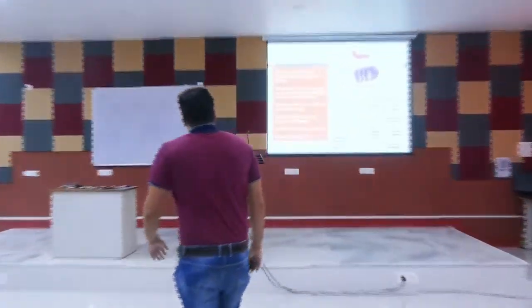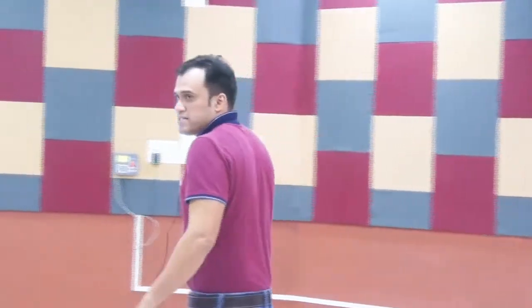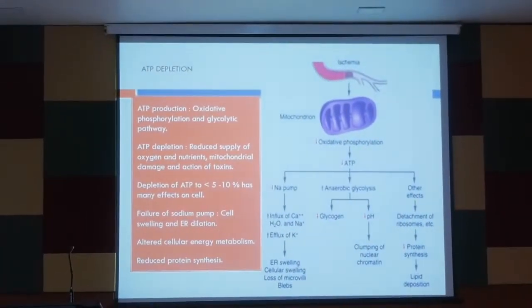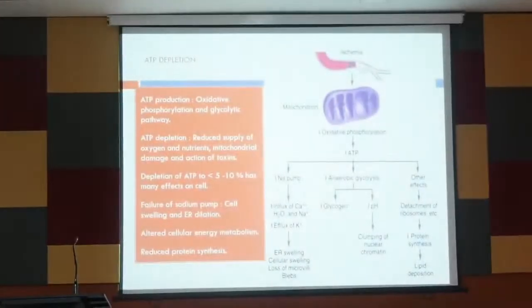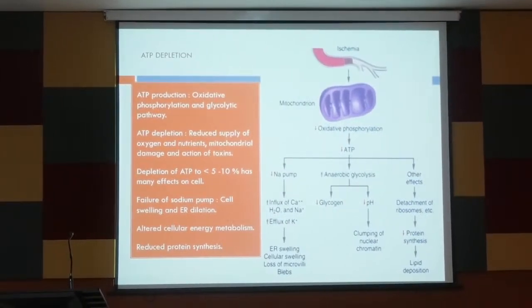Okay. So why can depletion of ATP happen? One is reduced supply of oxygen and nutrients, like in ischemia. Then there is mitochondrial damage and action of various toxins, for example, carbon tetrachloride. Depletion of ATP to less than 5 to 10% of its normal has deleterious effects on the cells. Just 5 to 10% of its energy supply is cut off and there will be deleterious effects on the cells.